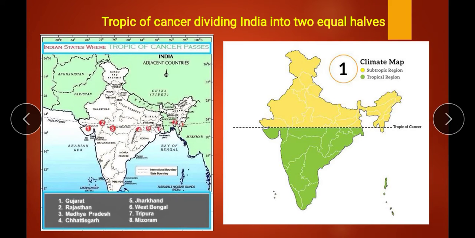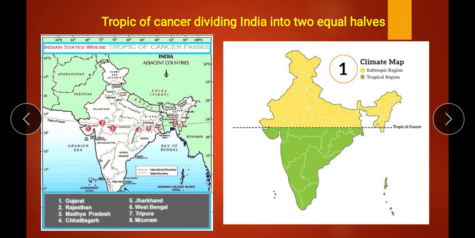The Tropic of Cancer divide the India almost into the two equal parts. The northern part experience subtropical climate and the southern part experiencing the tropical climate. It passes from 8 states of India. The first one is Gujarat, second Rajasthan, third Uttar Pradesh, fourth Chhattisgarh, fifth Jharkhand, next West Bengal, seventh Tripura, 8 Mizoram. The Tropic of Cancer passes how many states?